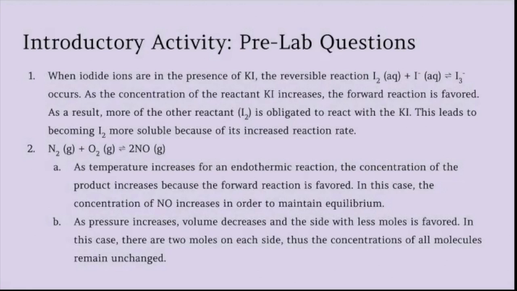When the temperature of the endothermic reaction written above increases, the forward reaction is favored. The concentration of the product, nitric oxide, increases in order to maintain equilibrium. When the pressure of the same reaction increases, volume decreases, which means that the side with fewer moles is favored. However, since there are 2 moles on each side, the concentrations do not change.